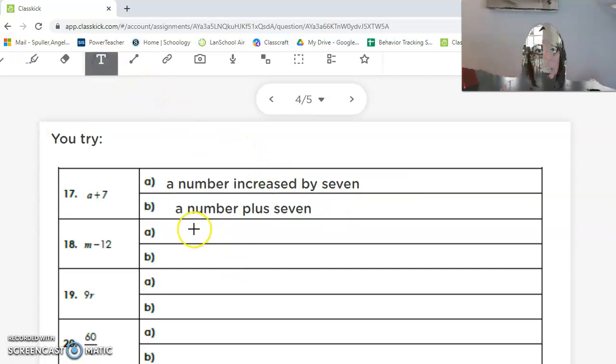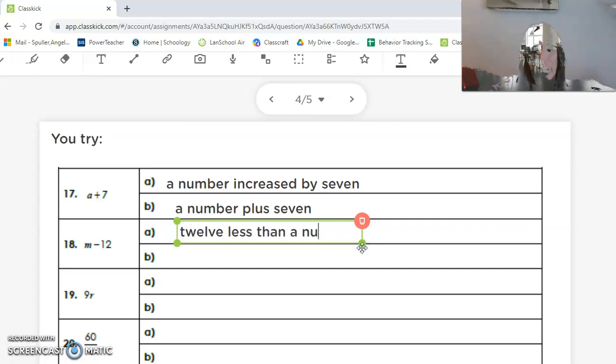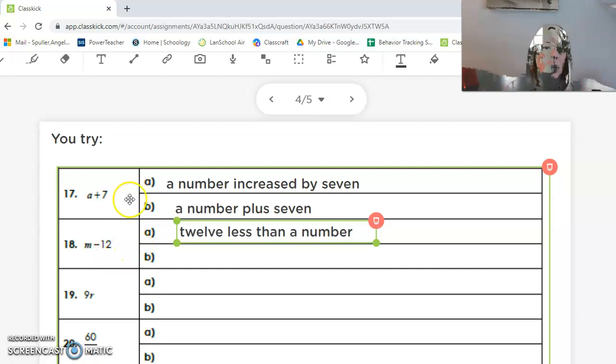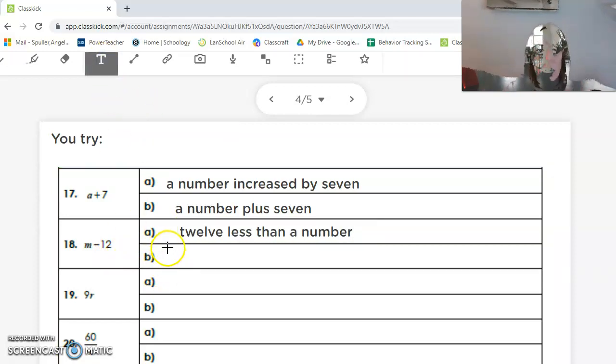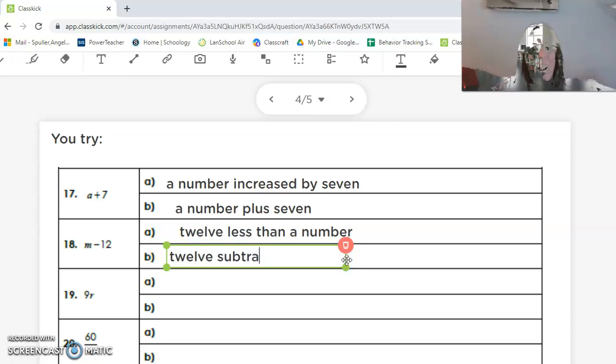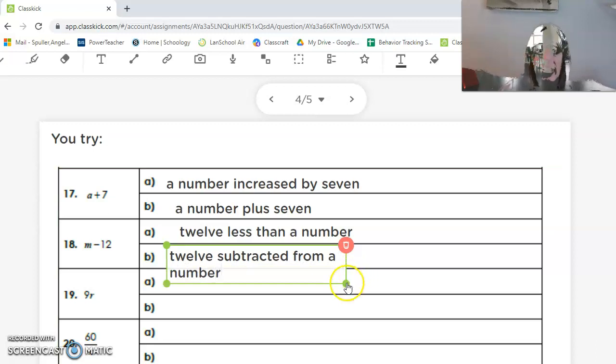Okay, here we go. We could say this 12 less than a number. Remember, that's that turnaround because we're trying to get something less than a number. So the number has to go first if something has to be less. We can also say 12 subtracted from a number. So we're taking it from.